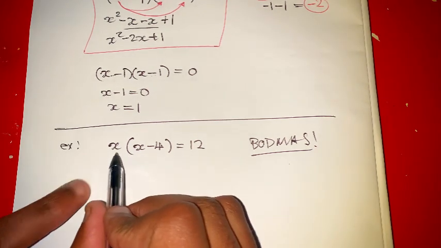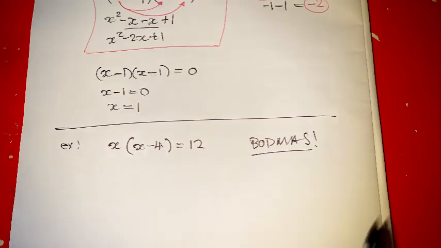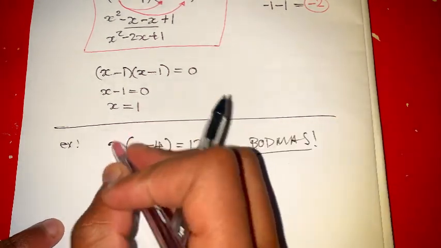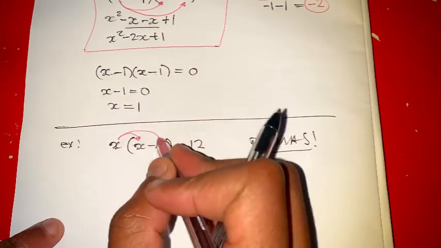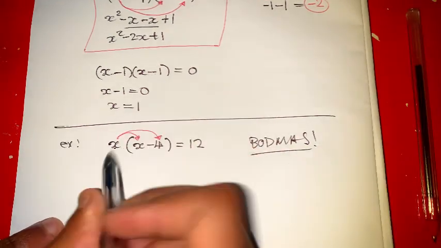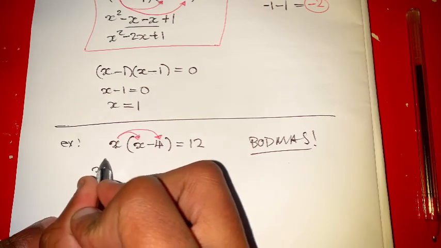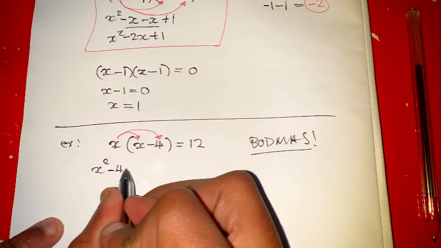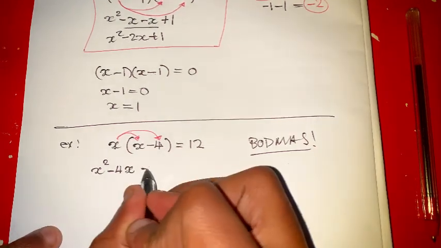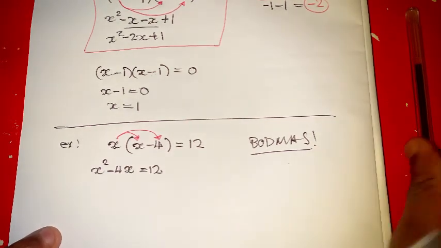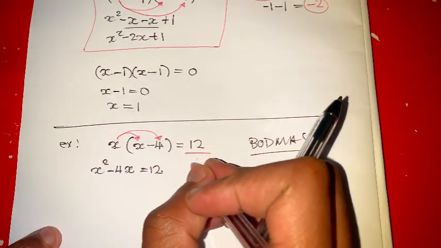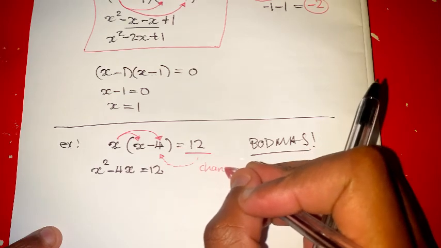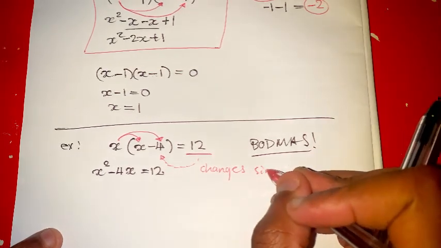So you use BODMAS. You first multiply before you do anything else. Multiply x with x, because it's only one value. You multiply x times x, you get x squared. You multiply x with -4, you get -4x. Then you're done. Equate that to 12. So remember, this now goes to the other side, and what happens? It changes sign.